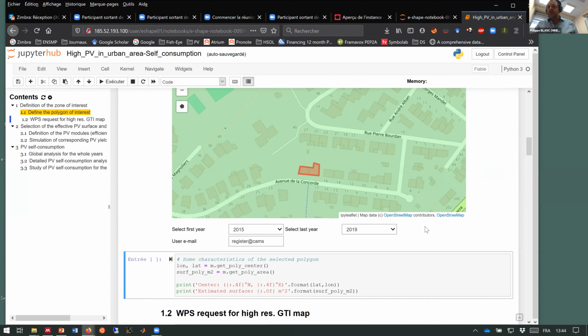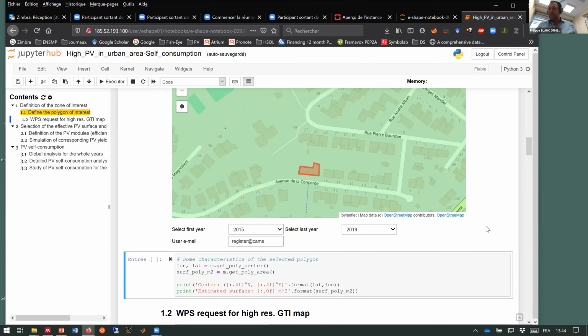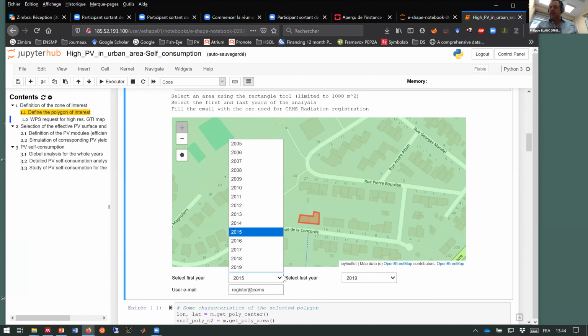And also I have to say that, 2 things to limit the load of computation. We have limited the surface to 1,000 square meters. Okay, so if you are selecting a polygon larger than this limit, the computation won't be done. And you can select a large time range, but we prefer that you do not exceed 5 years in a row of computation. It's not forbidden, but if you want to have something in a reasonable time, it's better to select less than 5 years.